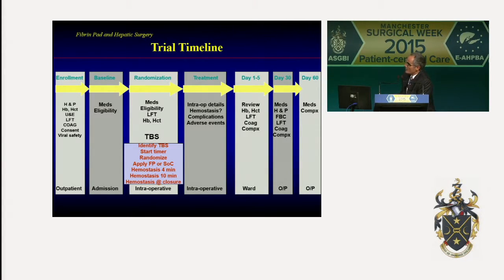This is the trial timeline. Patients were seen in the clinic, and then during surgery, once the surgeon had found a suitable target bleeding site, randomisation occurred. We either applied fibrin pad or standard of care, and hemostasis was assessed at these timeframes after randomisation. Patients were then followed in the ward and then as outpatients on day 30 and day 60.